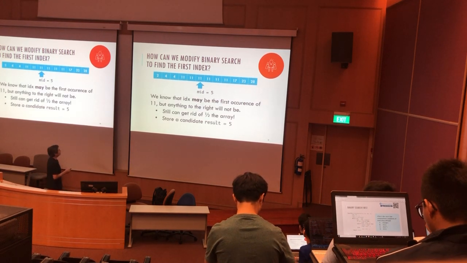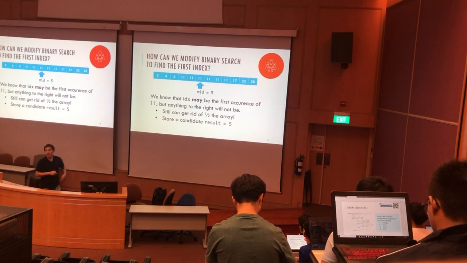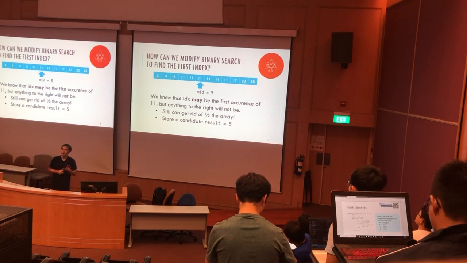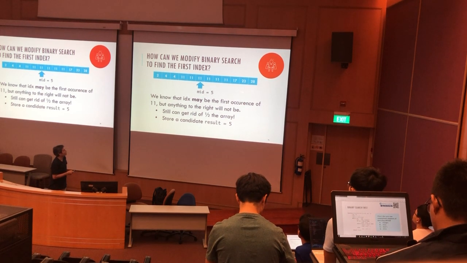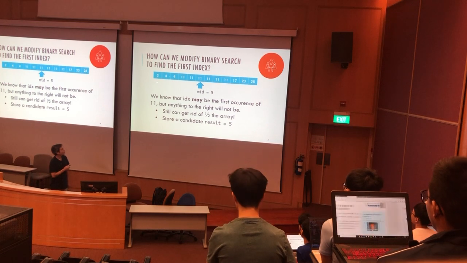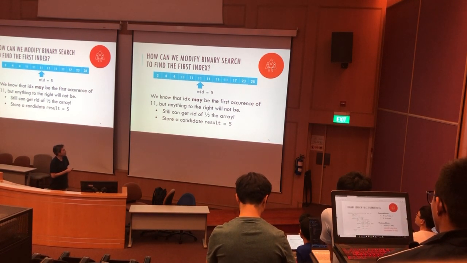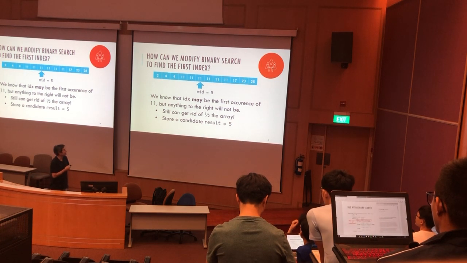So, we know that this index may be the first occurrence. So here, this value may be the first occurrence, or we're not sure, alright? If we're not sure, do we search to the left or to the right? We must search to the left, right? We can still get rid of half of this array. This part cannot exist here, right? It must exist on this side.